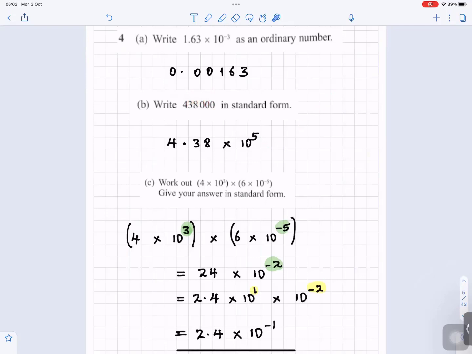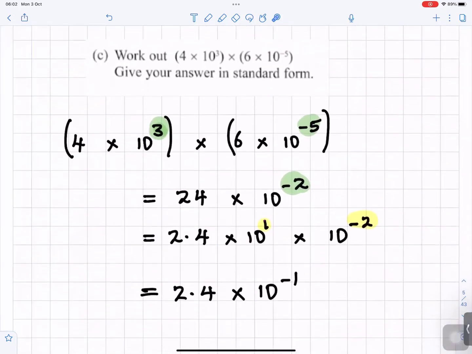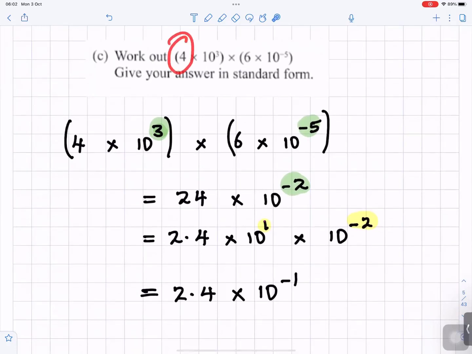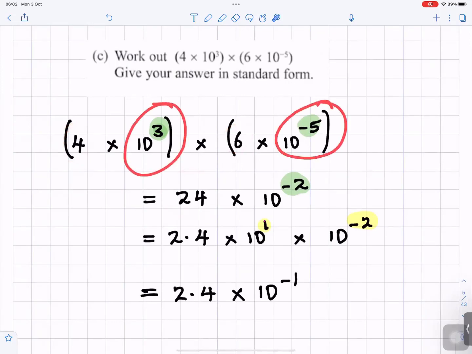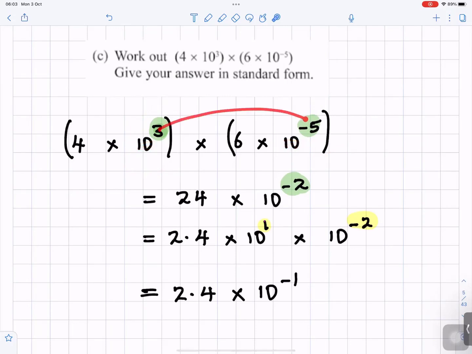Part C, work out 4 times 10 to the 3 times 6 times 10 to the minus 5. The best way to do this is to multiply the two numbers first. 4 times 6 is 24. When you multiply 10 to the 3 times 10 to the minus 5, because the base is the same, 10 and 10, you add the powers. 3 plus minus 5 is 3 minus 5, which is minus 2. Plus and minus becomes a minus. So it becomes 10 to the minus 2.